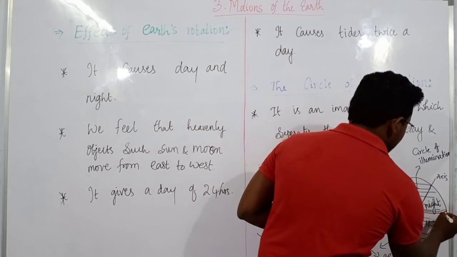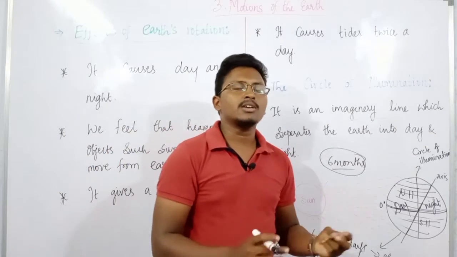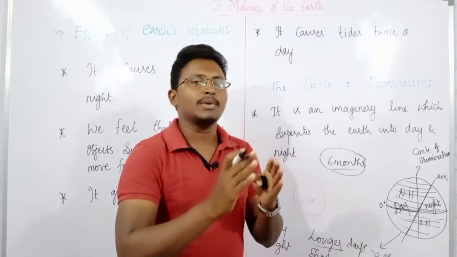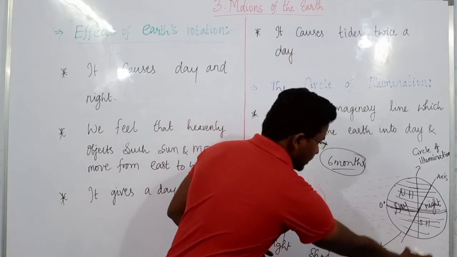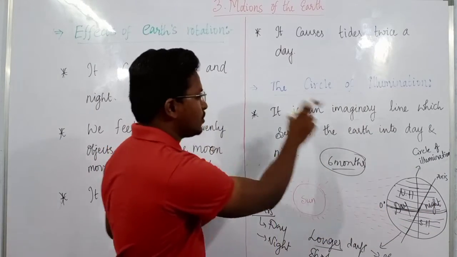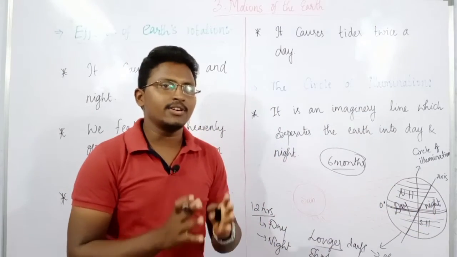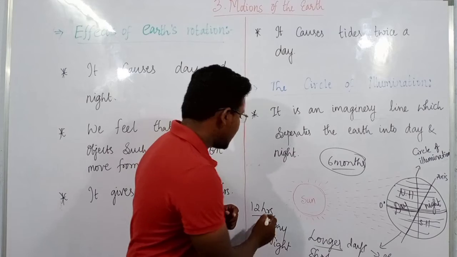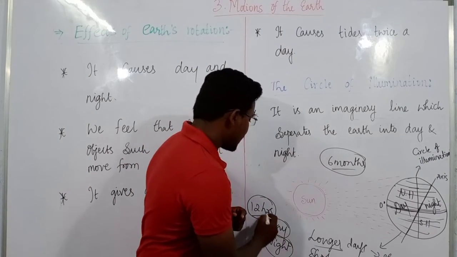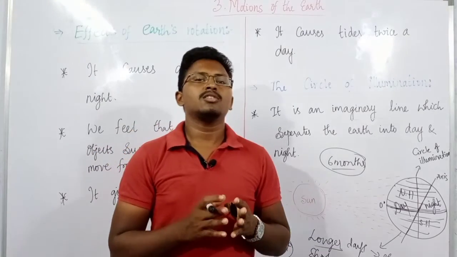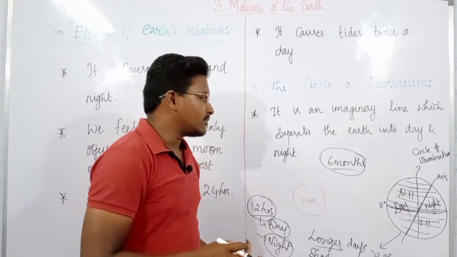Why? Because the equatorial region directly faces the sun without any inclination, without any bending. Wherever the earth is revolving, here or here or here, the middle part, the equatorial region, directly faces the sun. Because of that, the length of the day as well as the length of the night will be the same, about 12 hours each. So the day will be 12 hours, and the night will be 12 hours.